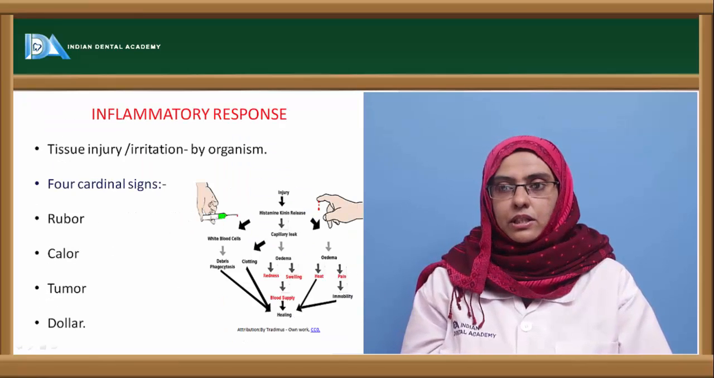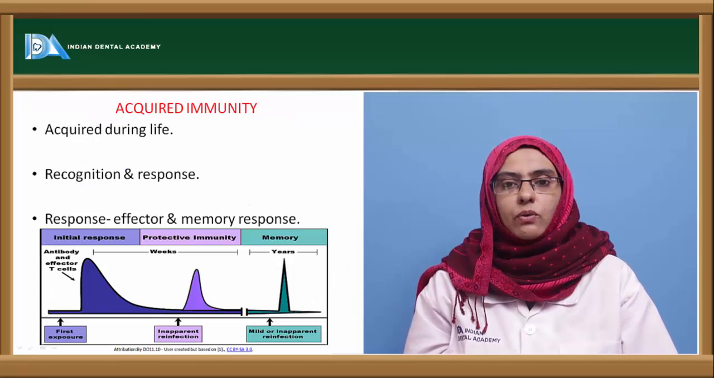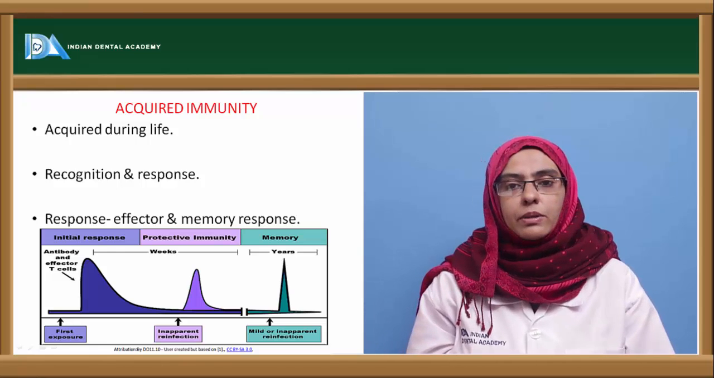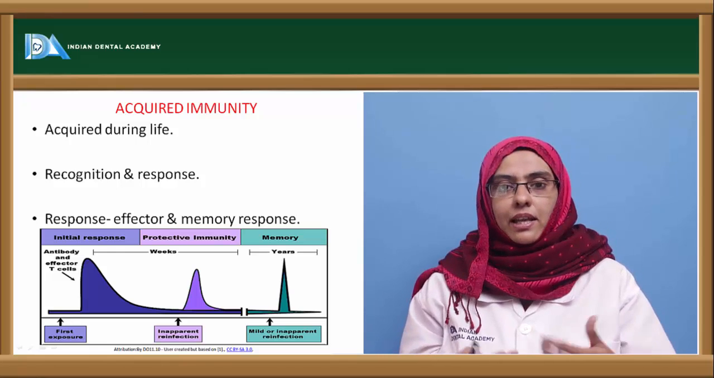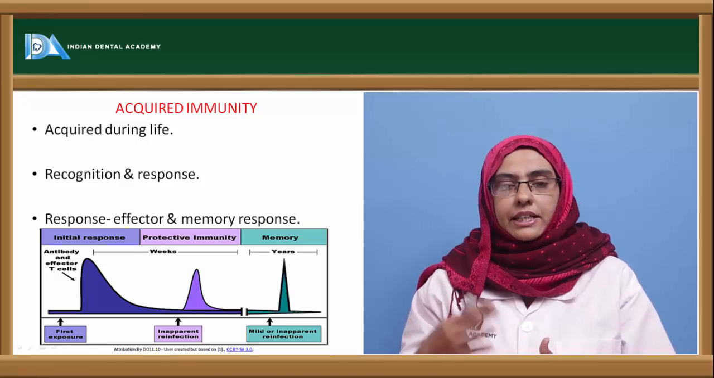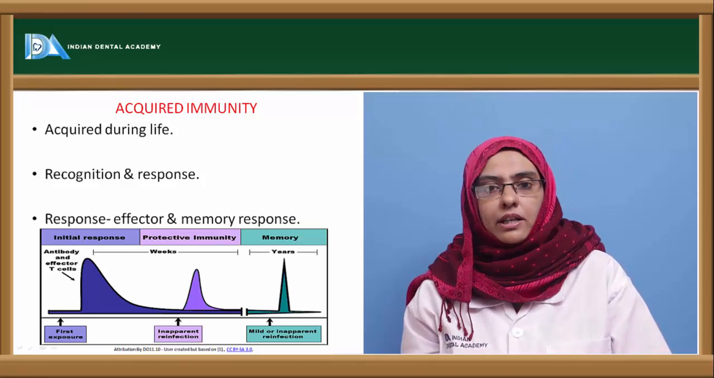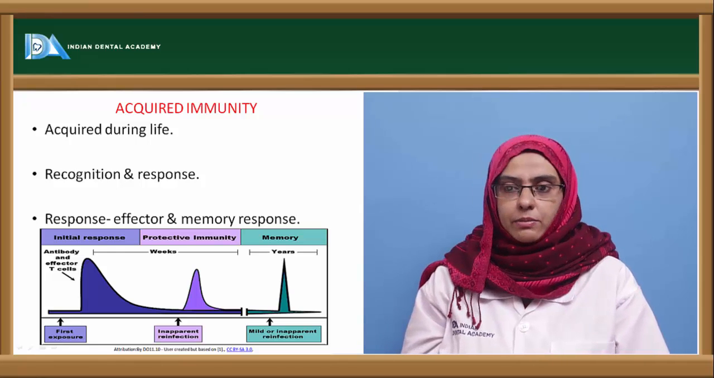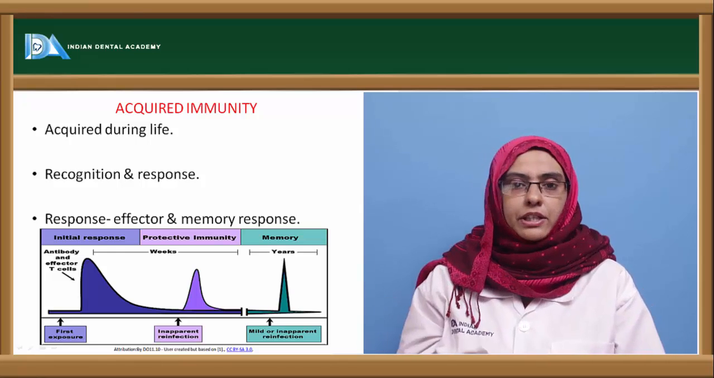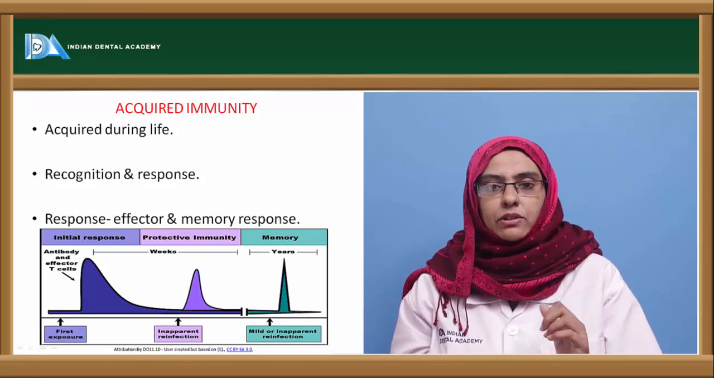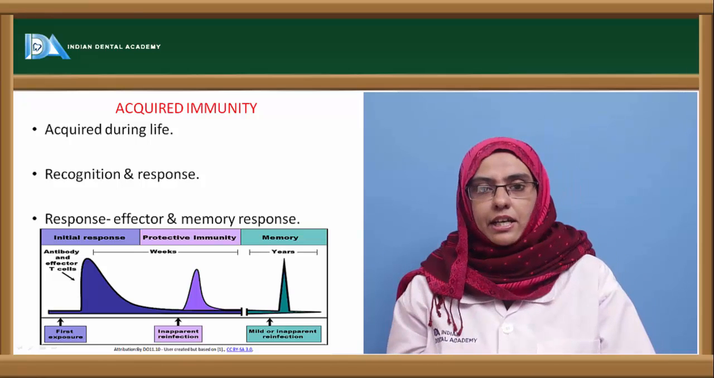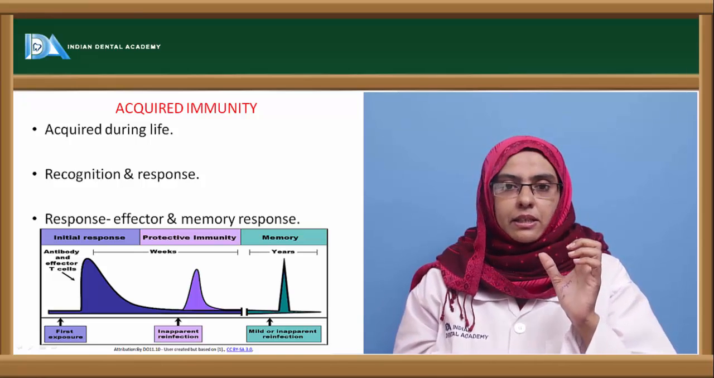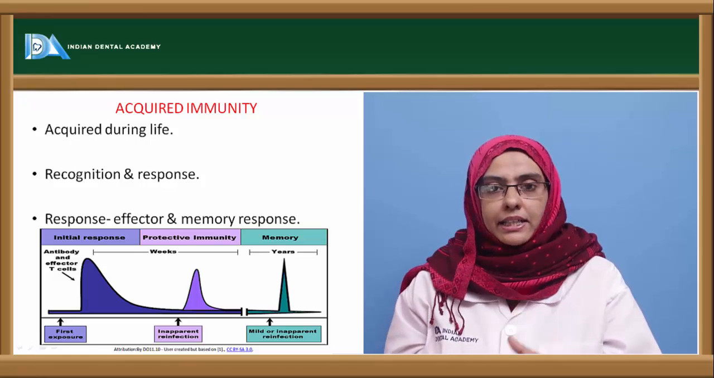Now coming to the next type of immunity, which is called acquired immunity, also called adaptive immunity. It is so called because we acquire it during the lifetime. It is only after an interaction with the antigen or the organism that we develop this kind of immunity. That's why it is called acquired immunity. Here you have 2 important components: one is recognition, and next is the response. Acquired immunity is so specific that it is able to recognize the organism and it gives a response.